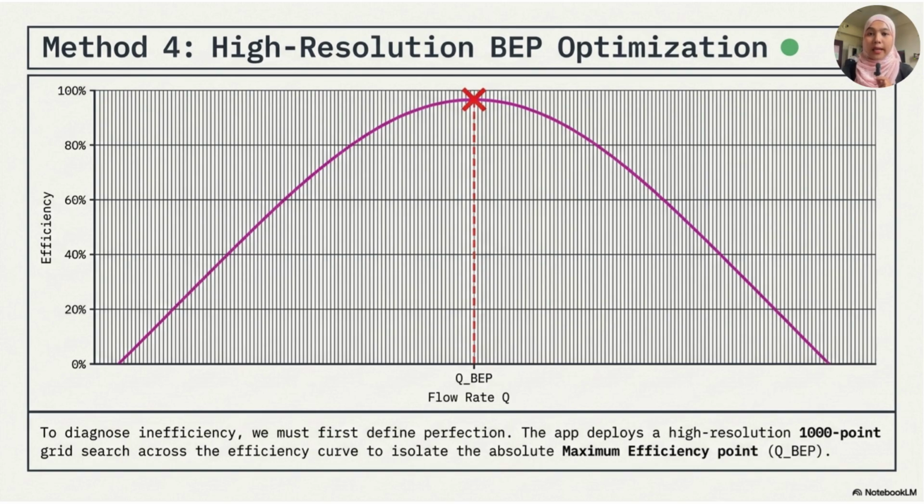To effectively diagnose system inefficiencies, we first have to define what perfection looks like for our pump. Method 4 focuses on high-resolution BEP optimization, so the app deploys a fine 1000-point grid search directly across the calculated efficiency curve. By scanning this high-resolution spectrum, it reliably isolates the absolute maximum efficiency point, which we call the QBEP.